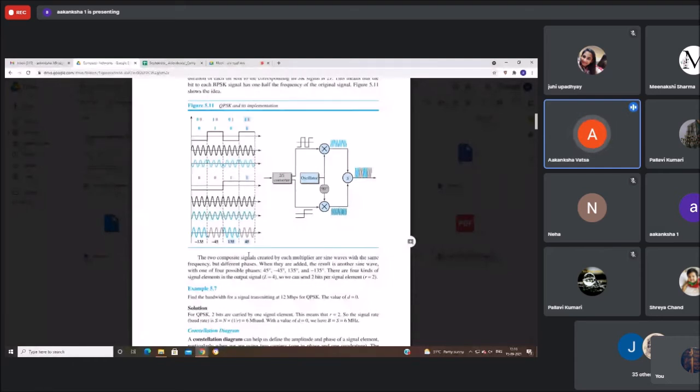When level is equal to 4 in the current figure 5.11 example, we can represent 2 bits per signal. That is R equal to 2. But when I am doing QAM, that is quadrature amplitude modulation, at these 4 different possible phases, I can send 2 different amplitudes per phase, A1 and A2. Then there will be 8 different signal levels, and I'll be able to represent 3 bits per signal change. Hope that is clear to all of you.